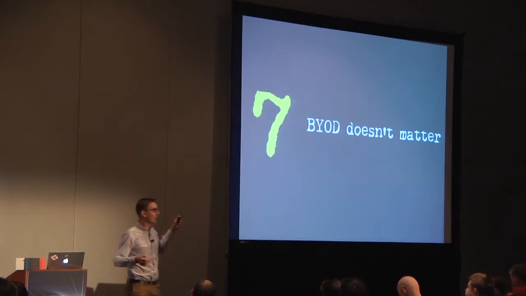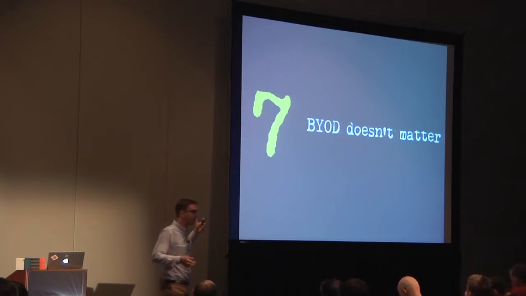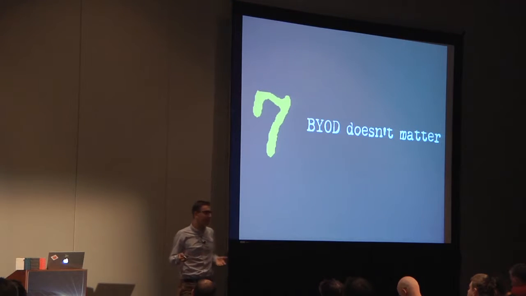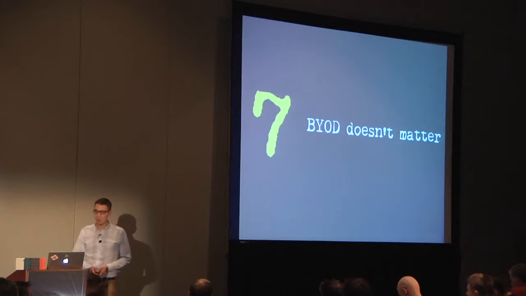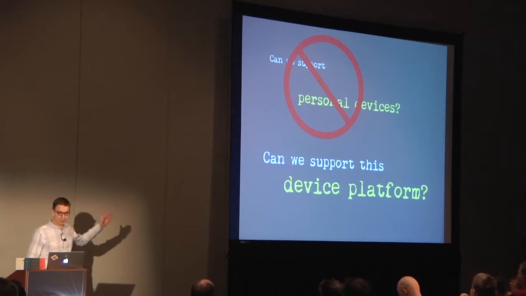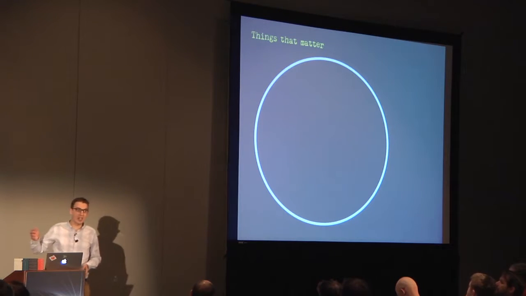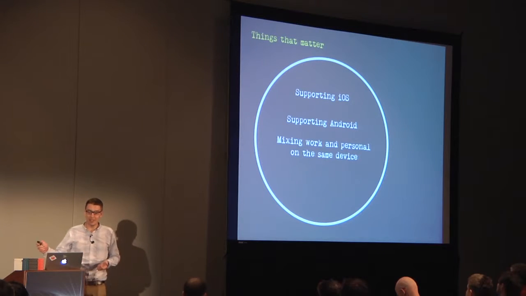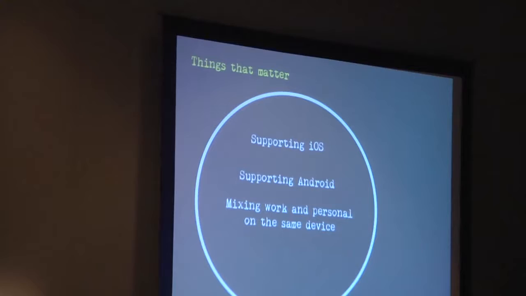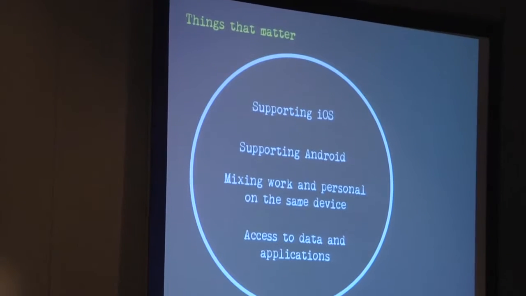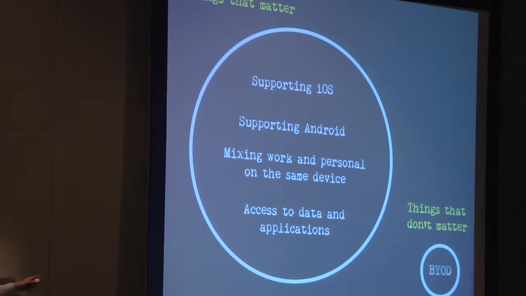And again, like I said, these last few points all have to do with BYOD. I say BYOD doesn't matter because in a technical sense, figuring out how to accommodate and support an iPhone or how to support Android, it doesn't matter who owns it. It's still the same iPhone. The users are going to have the same expectations no matter what. So since BYOD isn't important, we have other things that we have to deal with instead. Can we support iOS? Can we support Android? Can we have some of our work data and apps live on the same device as everybody's personal applications? Or how can we safely provide access to data and applications? And they'll see that BYOD is a thing that matters much less.